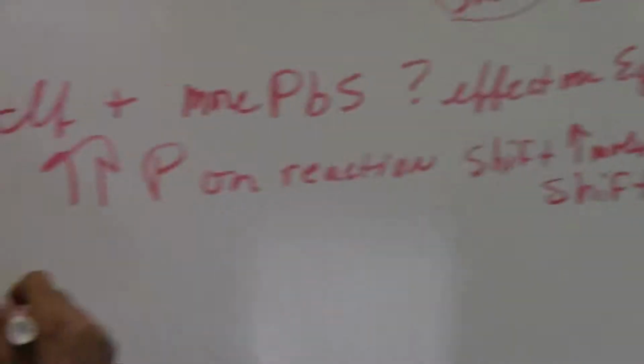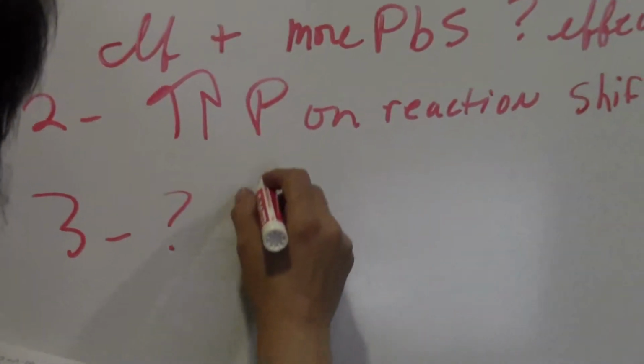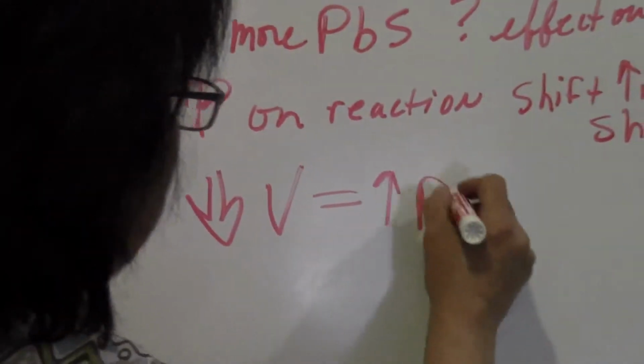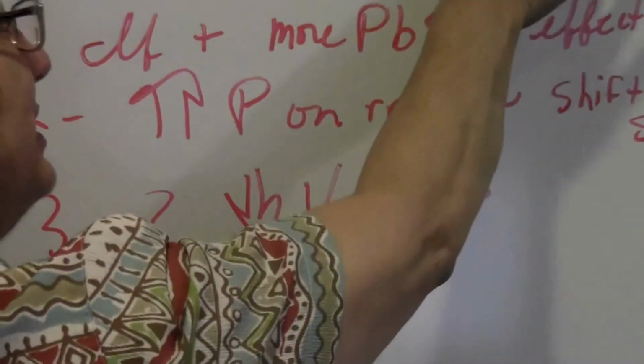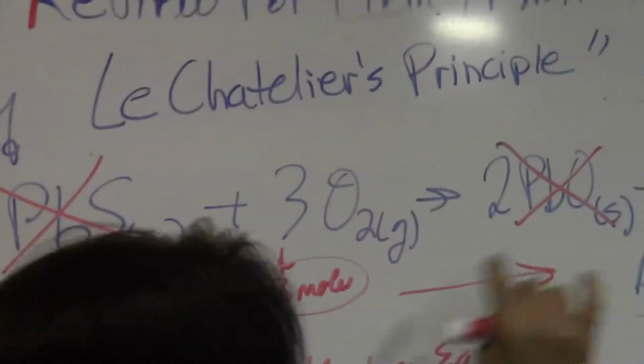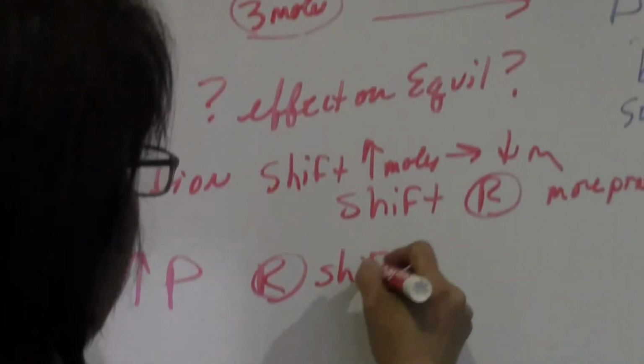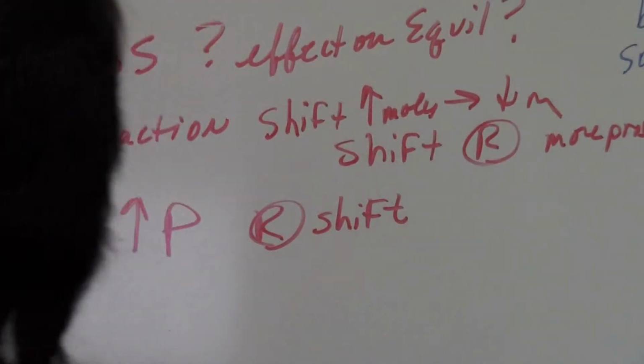Okay, let's look at number 3. What is the effect if we decrease the volume? Remember, decreasing the volume is the same thing as increasing the pressure. And increasing the pressure shifts away from the side with more moles. So again, you're going to write that we have a right shift.